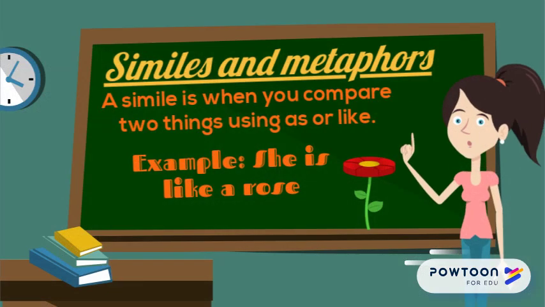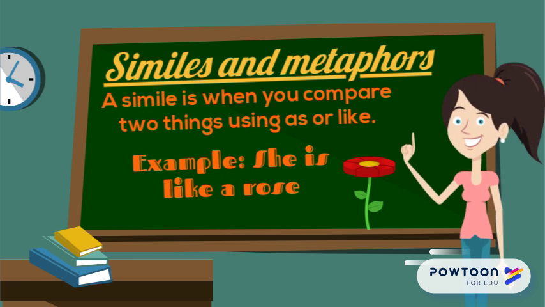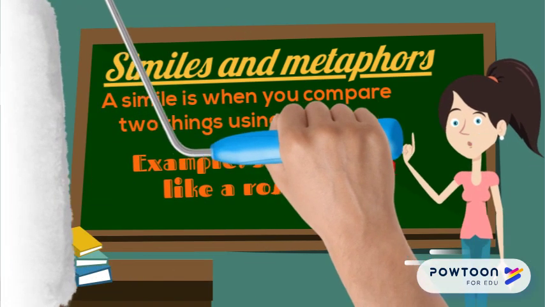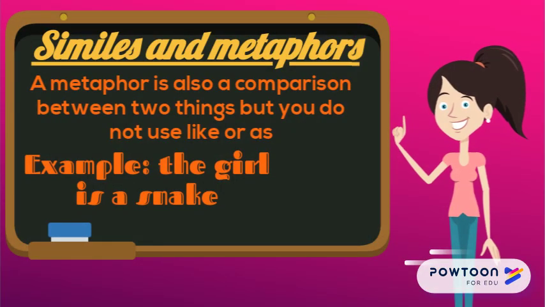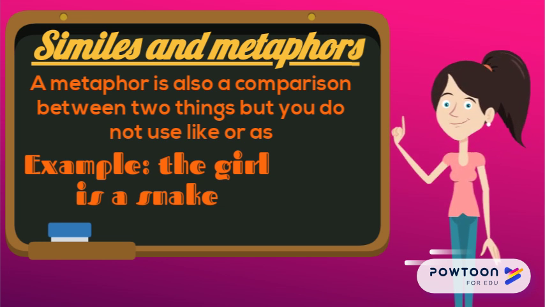Now, wizards, let's look at similes and metaphors. A simile is when you compare two things using as or like. Example: she is like a rose. A metaphor is also a comparison between two things, but you do not use like or as. The girl is a snake.